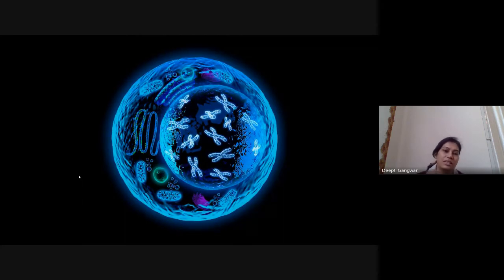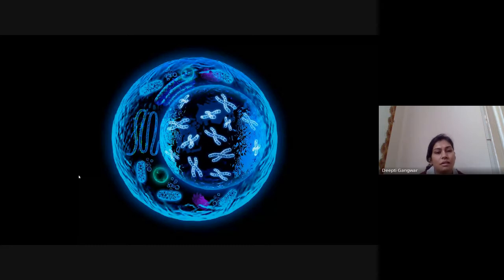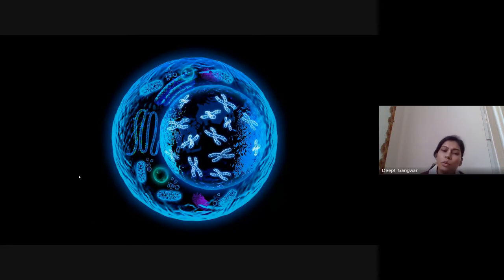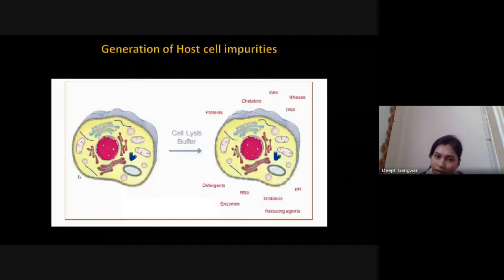Our gene of interest has entered it, and now this cell is our host, and it is producing our molecule of interest. But then, what will happen? Either your molecule will be inside the cell, or it will be in the milieu, which is outside the cell. Whatever be the case, let us take one example that my molecule of interest is in the cytoplasm of the cell.